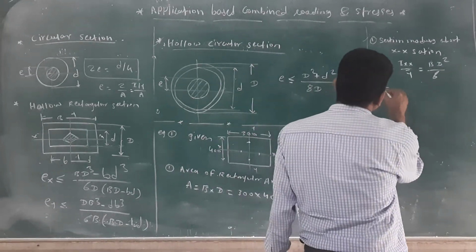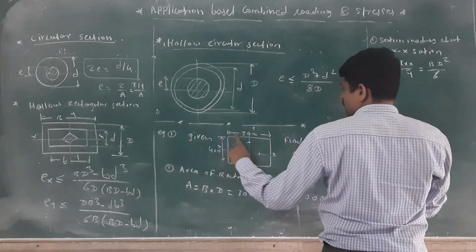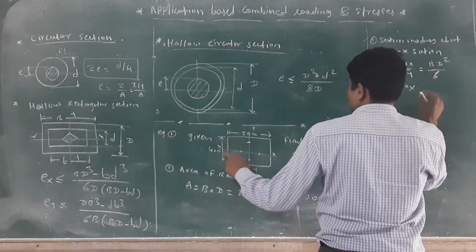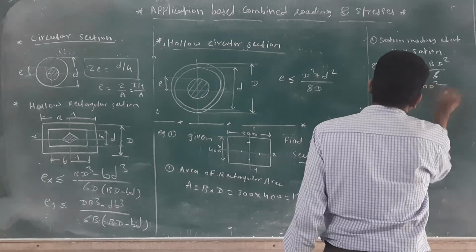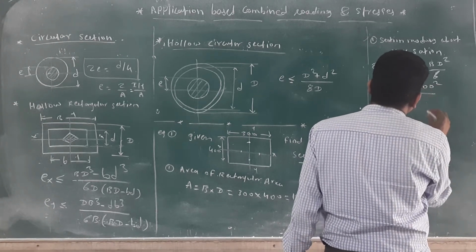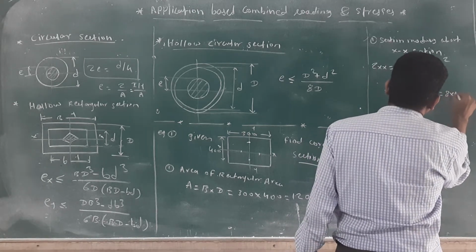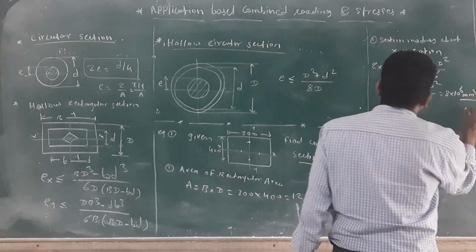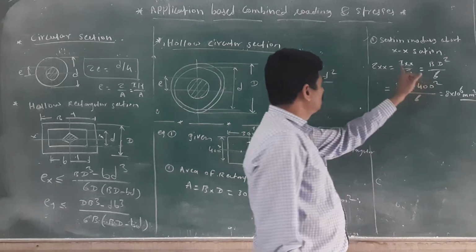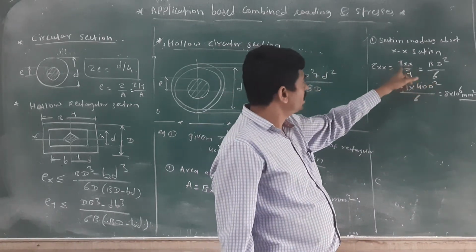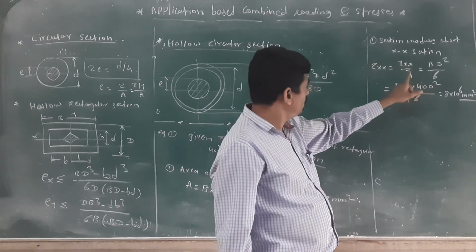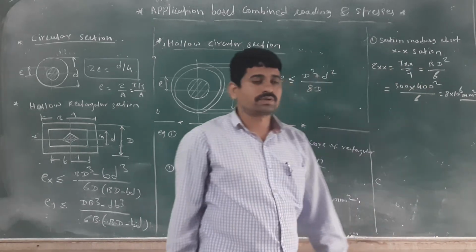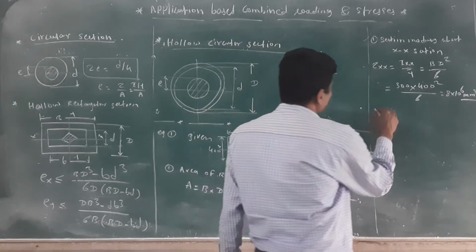If you put the values in this equation, what is the b? 300. What is the d? d is 400, square, divided by 6. If you calculate, you will get 18 into 10 raised to 6. What is the unit? The unit of Ixx, or moment of inertia, is mm raised to 4. And what is the unit of y bar? mm. Then you will get mm cube. Remember that, unit is very important.